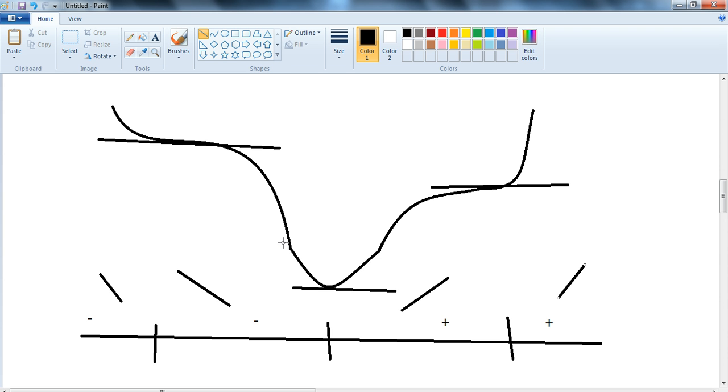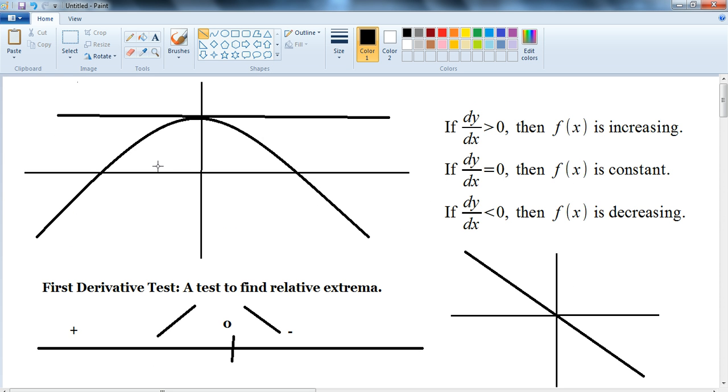But yeah, the first derivative test does help you find the relative mins or the relative maxes. So I hope this helps, guys. Thank you, and have an awesome time in calculus.